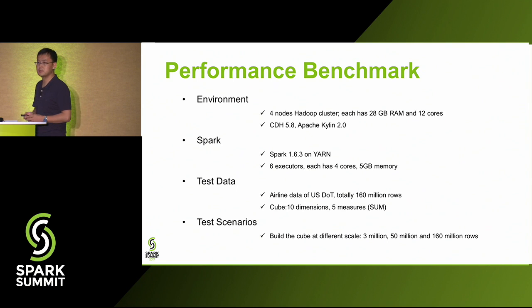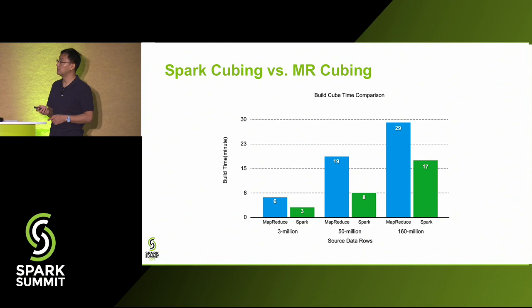We did a performance benchmark between the MapReduce engine and the Spark engine. The test is performed on a 4-node Hadoop cluster with the airline data from the US Department of Transportation. The cube has 10 dimensions and 5 measures. We tested the build performance on 3 datasets.